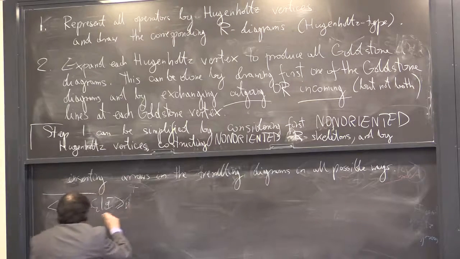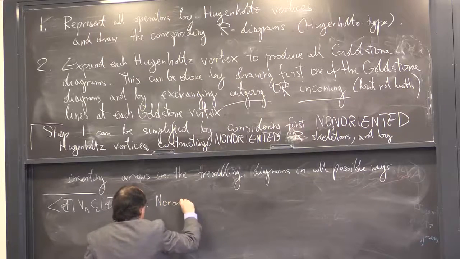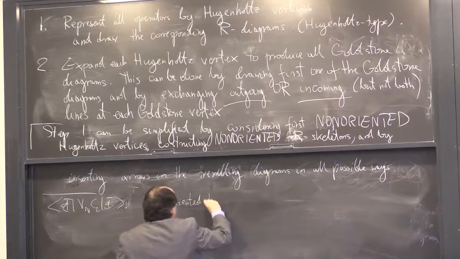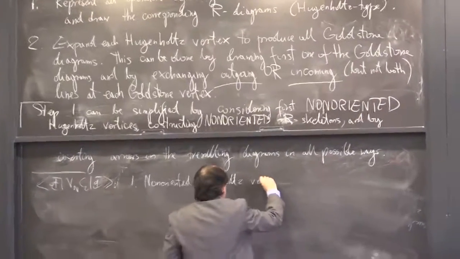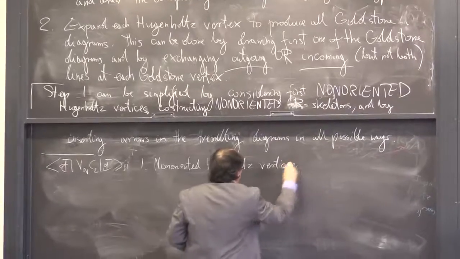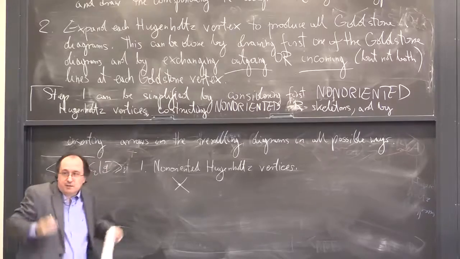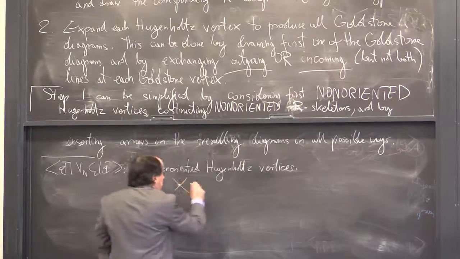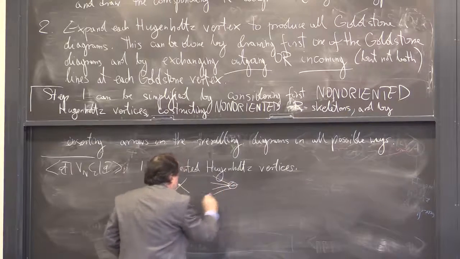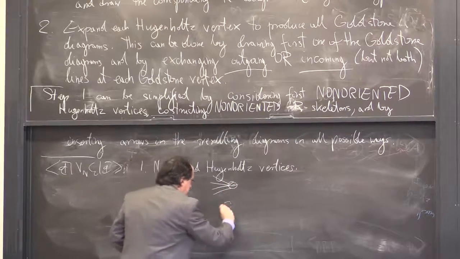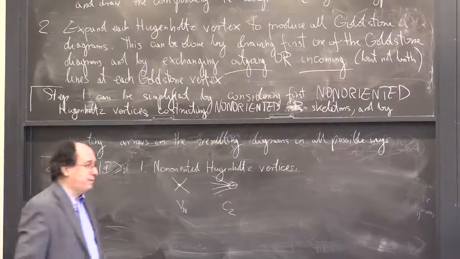So maybe I'll write it here. 1. Non-oriented Hugenholtz vertices. Okay, what are they? For the V, that's what it is, just the V without arrows. And for the C2, it's going to be this. So this is V and this is C2. I just dropped the arrows. I don't want to be bothered right now with arrows.